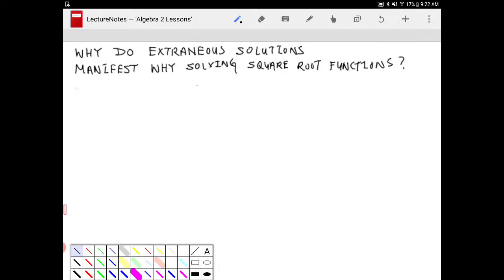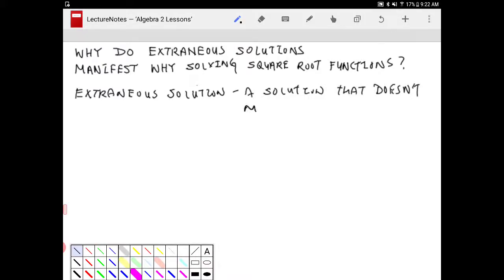So anyway, let's define what an extraneous solution is. An extraneous solution is basically a solution that doesn't make any sense. And I know that this is not a mathematical terminology, okay? But rather than giving you a technical definition of what it is, I think it's sometimes better to think about the working definition rather than the technical definition of things. Okay, so the extraneous solution.